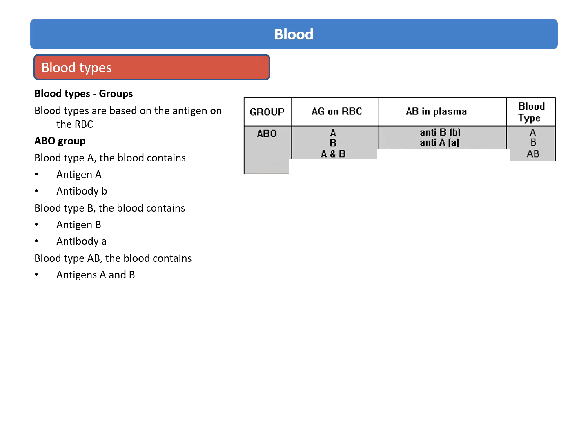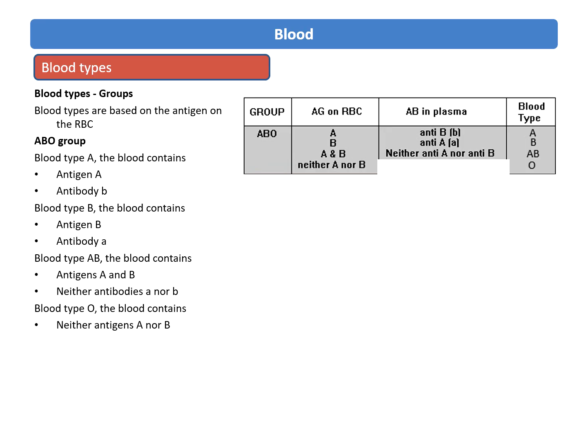Blood type AB contains both antigens A and B, but it contains neither antibody in the plasma. And then there's blood type O. Blood type O has neither antigen A nor antigen B, but it has both anti-A and anti-B antibodies in the plasma.